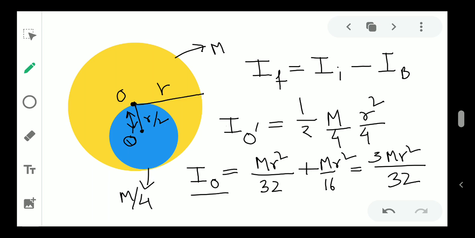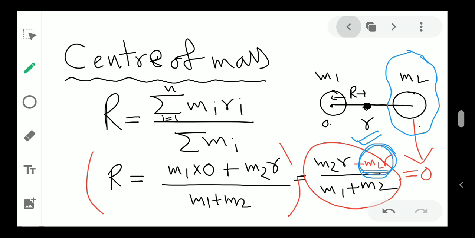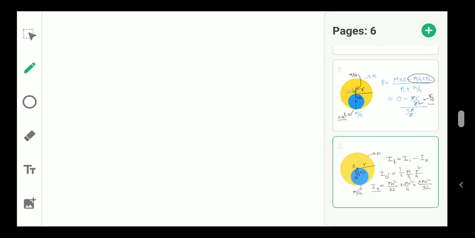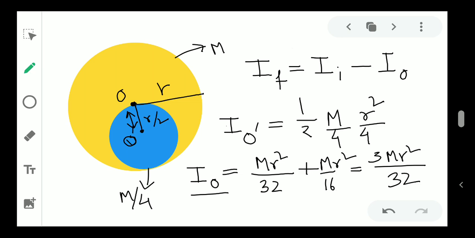Now I0 means that one, the blue one. So now I can subtract from my initial one. So now I can use my formula. My formula for cutout piece is this. That means the new one, the final one across O axis, will be the initial one across O axis minus the cutout piece, that is B, across O axis.